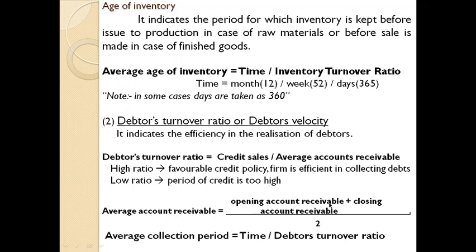For these two items, you know what items are required. Sometimes no information will be given regarding opening account receivable or closing account receivable. In that case, the only detail given in the question is the debtors at the end of the financial year. In that case, use that closing debtors instead of average account receivable. It is similar to the concept which we have discussed in the case of inventory turnover ratio.